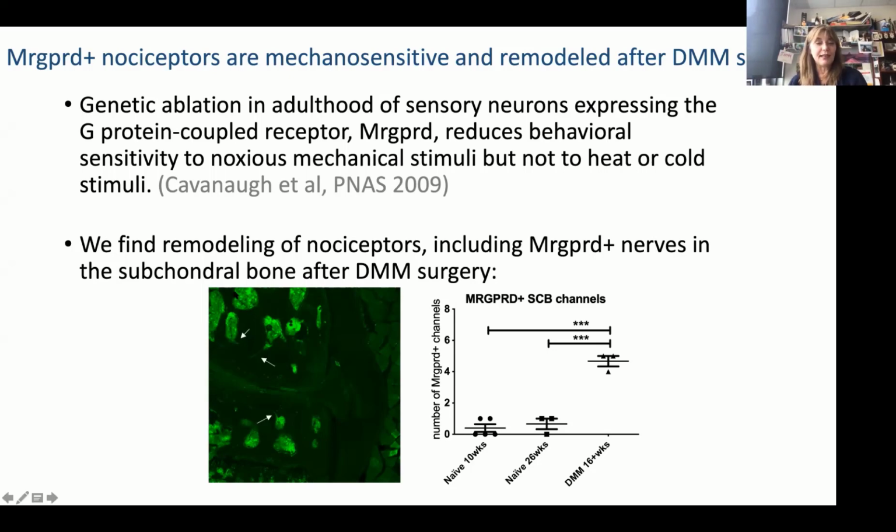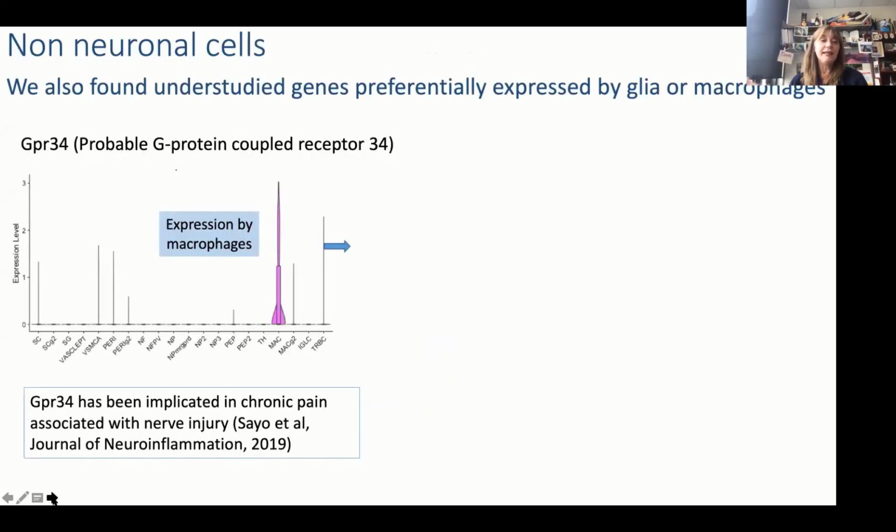And so then we actually developed a reporter mouse, and lo and behold, we found that these nociceptors are sprouting in these subchondral bone channels, which is really interesting. We do not see them sprout in the synovium. Anyway, I've also already said that there is an influx of macrophages in the dorsal root ganglia.